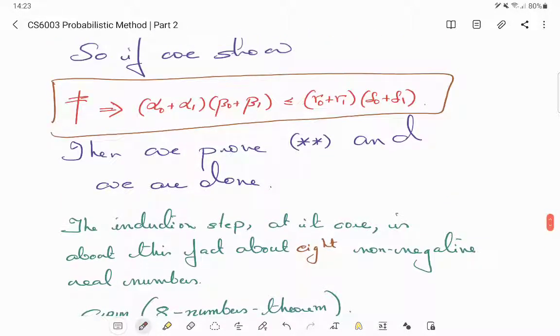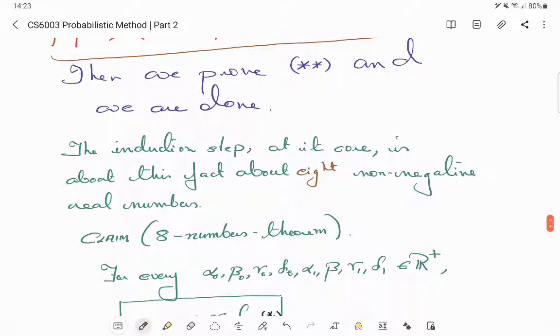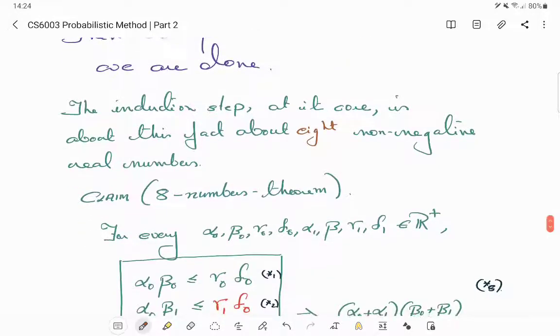Now we only have to prove this claim about 8 real numbers, and the proof of the 4 functions theorem is complete. Okay, so this claim I will, this is my name, not a standard name, I'll call it the 8 numbers theorem. So in order to prove the induction step, the key step in the proof of the 4 functions theorem, it's enough to prove this claim, which we will call the 8 numbers theorem.